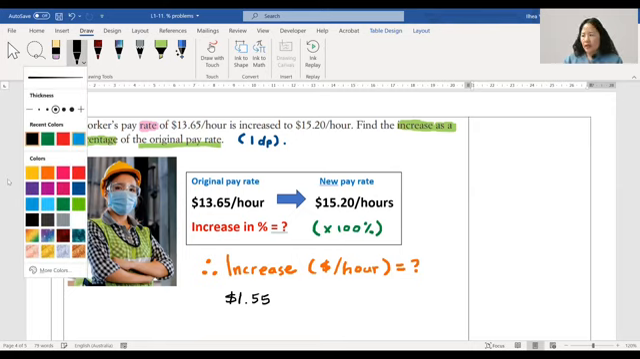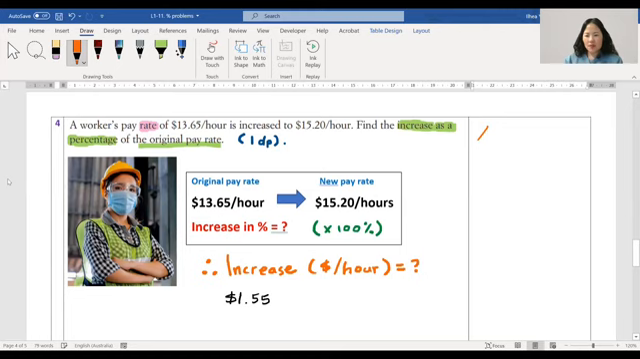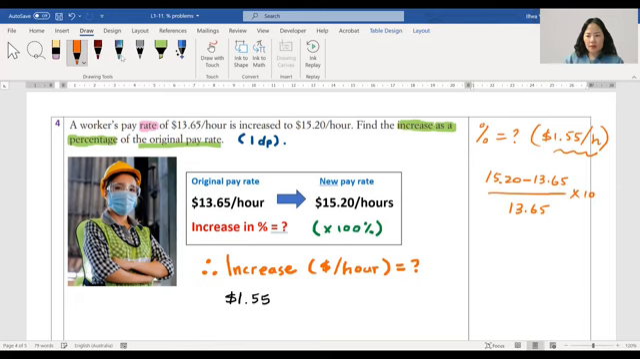How did you work it out? You tell us. So if I want to know the percentage of that increase, which is the $1.55, isn't it, per hour? To work it out, I did 15.20 minus 13.65 over 13.65 times by 100. Oh, beautiful. You've done it perfectly. So that over 13.65 times 100%. Now, Ava, why did you choose to divide by 13.65?